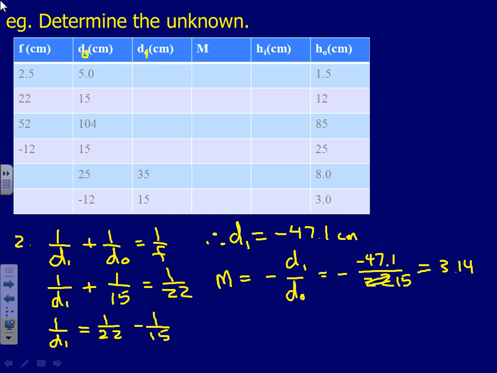So when we want to get the height of the image, m is equal to hi over ho. All I've got to do is take that object height and multiply it by the magnification.